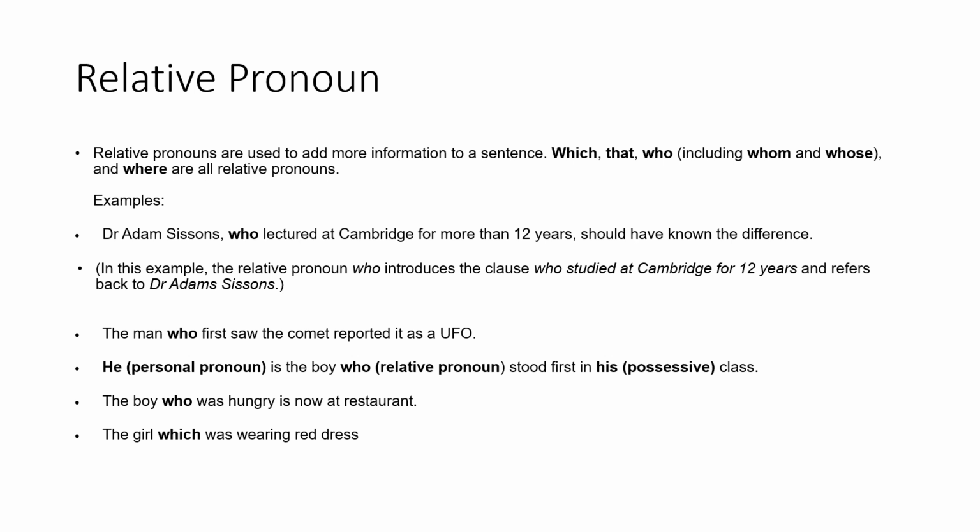The man who first saw the comet reported it as a UFO. He is again a personal pronoun in the sentence. The boy who stood first in his class, who is the relative pronoun, his possessive pronoun. So you can see three different types of pronouns in the single sentence which has been shown over here. He is the boy who stood first in his class. So he is a personal pronoun, who a relative pronoun, and his is a possessive pronoun.